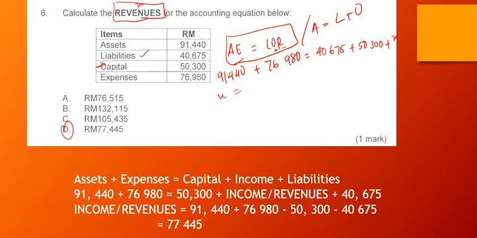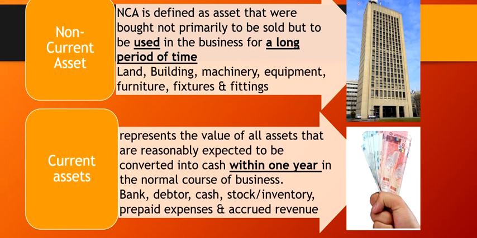Okay, so now let's go to the accounting classification. As I told you, asset can be classified into non-current asset and current asset. So what is non-current asset? Non-current asset is defined as asset that were bought not primarily to be sold but to be used in the business for a long period of time. For example, land, building, machinery, equipment, furniture, fixture and fittings.